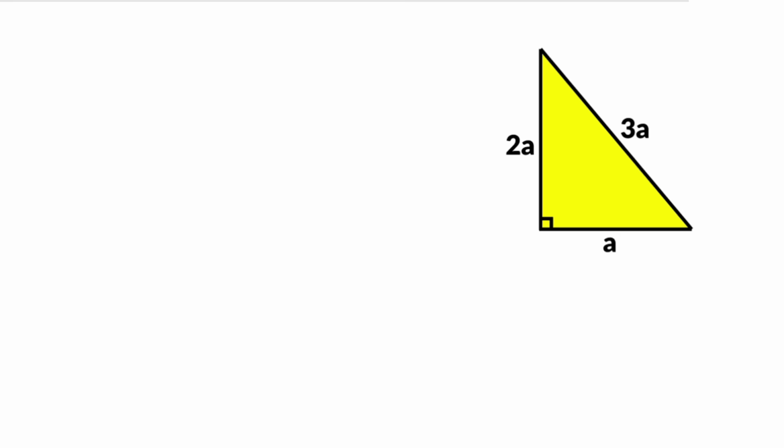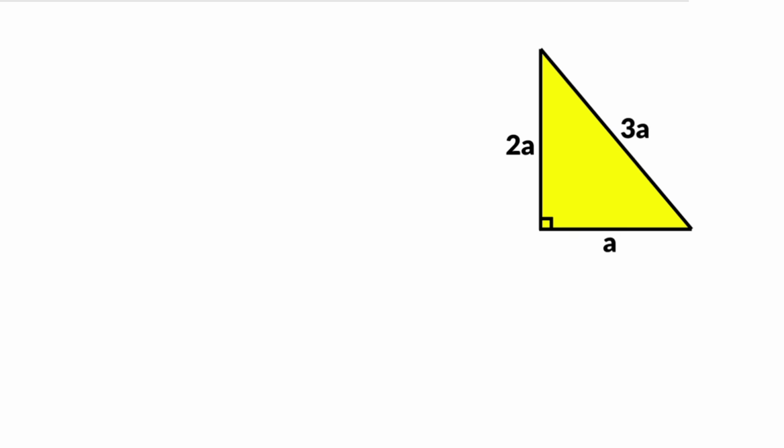We're given a right triangle, and all three side lengths are defined using one variable, lowercase a. The bottom base is a. The vertical leg is 2a, and the hypotenuse is 3a. Our goal is to find the value of a.